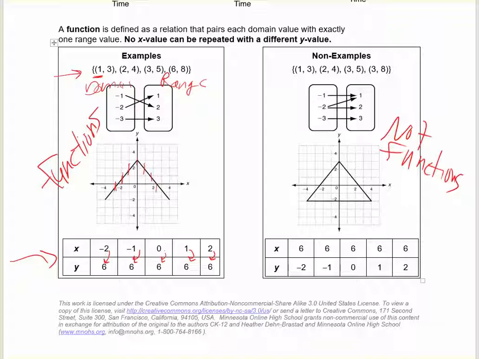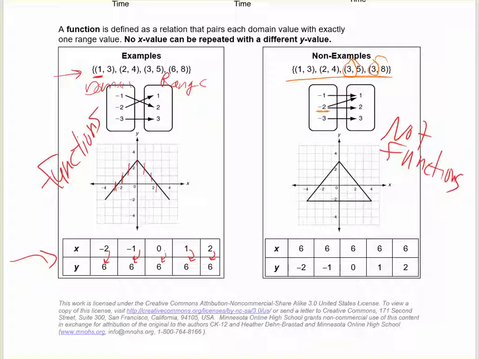For the not a function section, the reason that this is not a function is because the x value of 3 is matched to two different y values. We have 3 going to 5 and 3 going to 8. So this is not a function because of that. In the second example, it's this part that makes it not be a function. The input of -2 is paired to two different outputs, both 1 and 2. So that fails our function test.